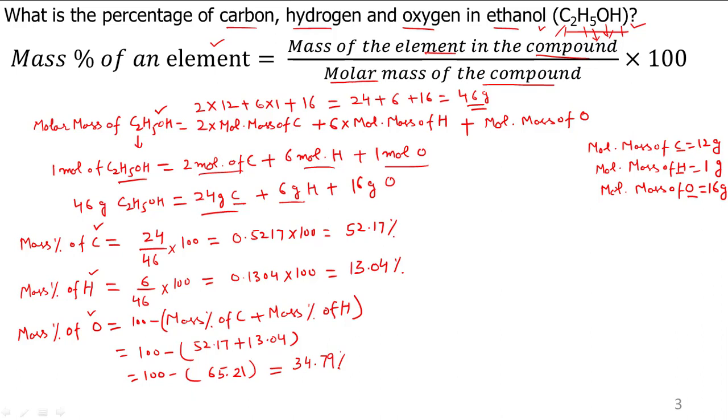So we could have also calculated this percentage composition of oxygen by using this method, because we know the percentage composition of two elements and we need to calculate the percentage composition of the last element. We can use this formula: the mass percentage of the last element is equal to 100 minus the mass percentage of all the remaining elements. So this data, mass percentage of individual elements of a compound, is called percentage composition of a compound.